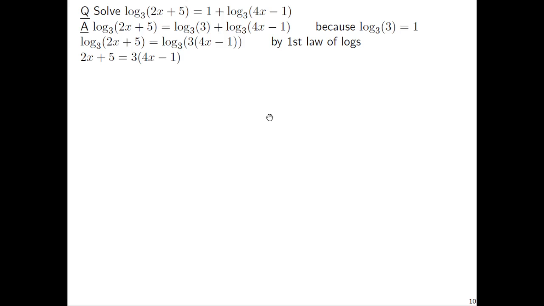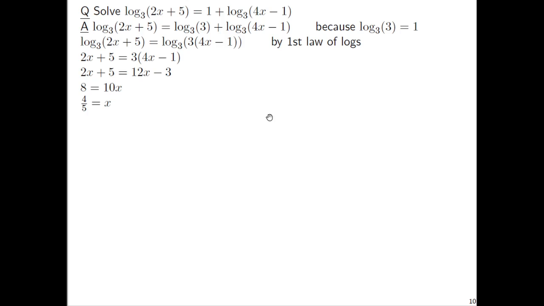Now this is a nice equation. Distribute the 3. So you have 2x plus 5 equals 12x minus 3. Subtract 2x on both sides, add 3 to both sides, and you have 8 equals 10x. Divide both sides by 10, and you have 8/10 equals x, or in other words, you have 4/5 equals x.